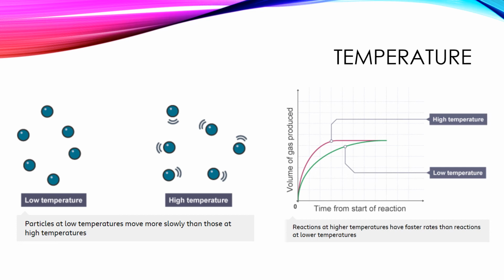The pink line represents the higher temperature, and it has a much steeper gradient and the reaction levels up quicker. This is because the particles have more energy and are moving around quicker and are therefore more likely to collide with each other and cause a successful collision, making the reaction go up faster.